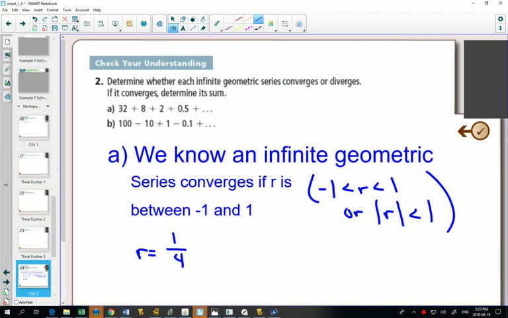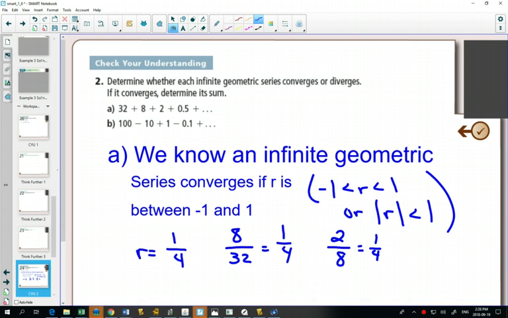Whenever you can't see it, you can always take 2 terms in a row and divide them. What happens when I do term 2 divided by term 1? If I simplify that, I get 1/4. What happens if I take term 3 divided by term 2? I get 1/4. So we can always take 2 consecutive ones and divide them to find out what our R value is. And since our R value is between -1 and 1, we know that this converges.